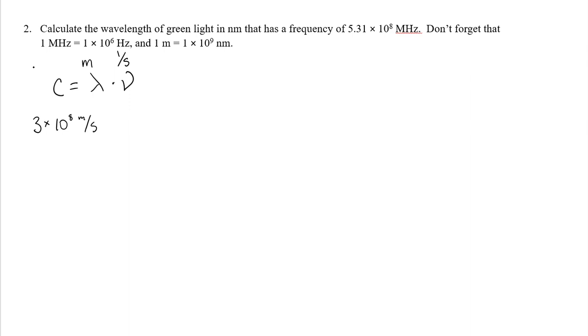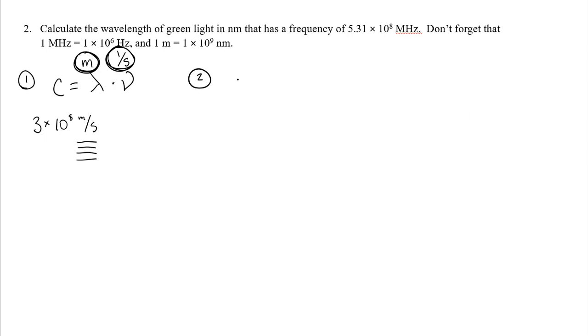The first equation we had was c equals lambda times nu. c is the speed of light in a vacuum. That equals the wavelength times the frequency. Since the speed of light is 3 times 10 to the 8th meters per second, that means that the units on wavelength have to be in meters. The units on frequency have to be 1 over seconds. And 1 over seconds is exactly equal to a hertz.